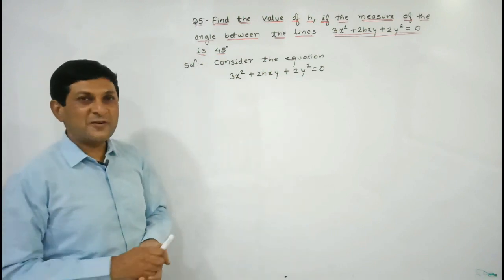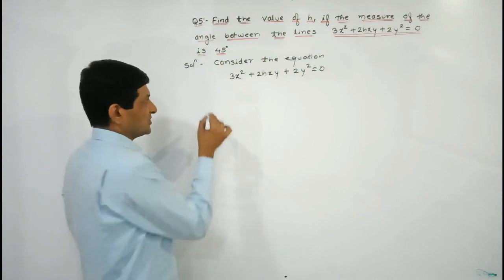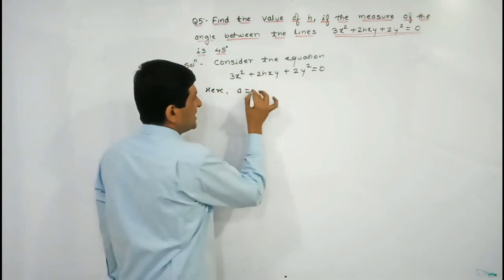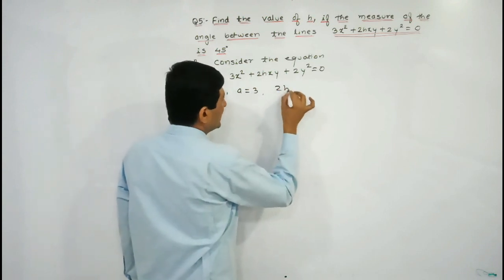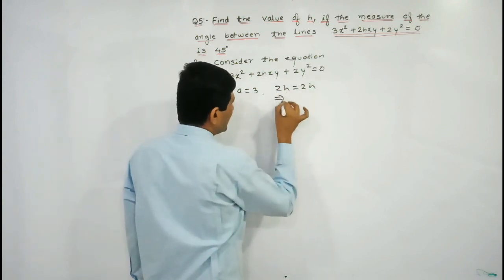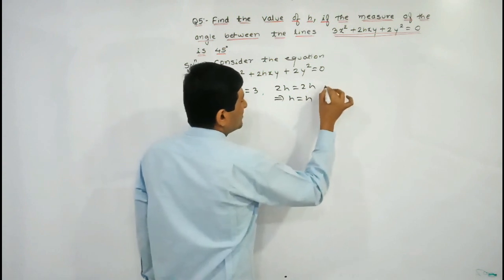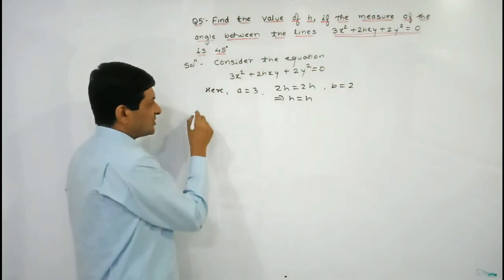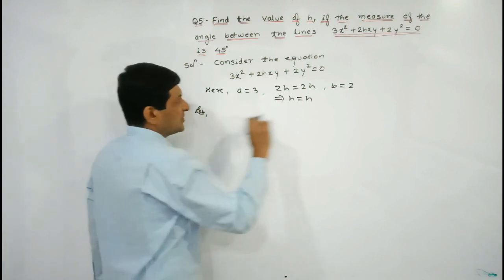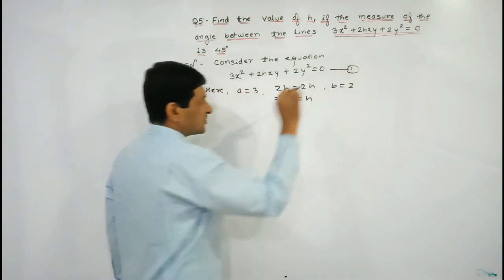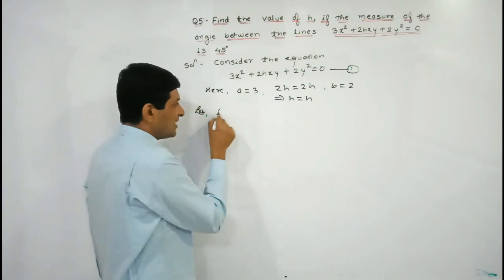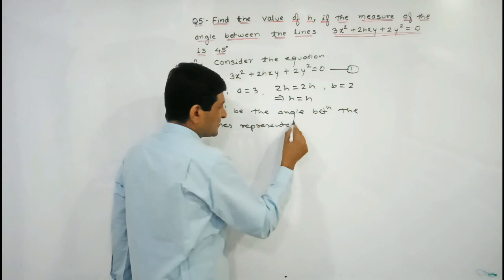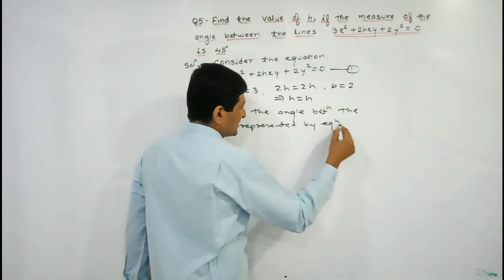So let us try to find out the value of a, h and b from this equation. So here we can observe that a is equal to, what is the value of a? 3. 2h is equal to 2h, means implies that h is equal to h, and b is equal to how much? 2. Once the values of a, h and b are known to us, denote the angle between the lines represented by this equation first by theta. So let theta be the angle between the lines represented by equation first.